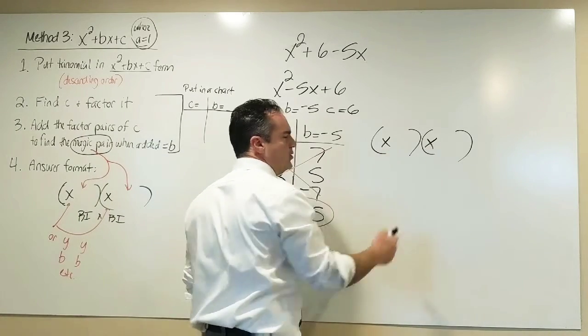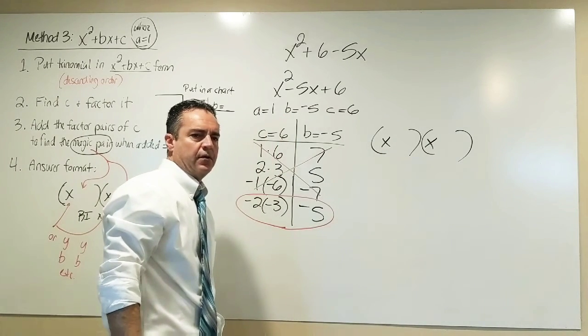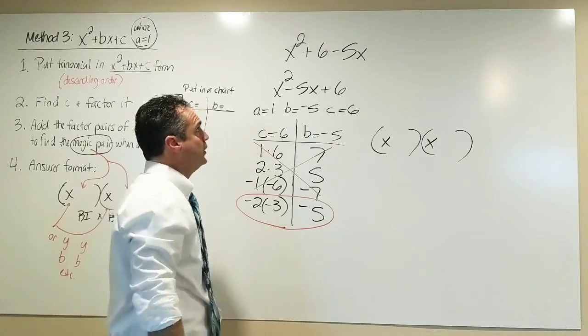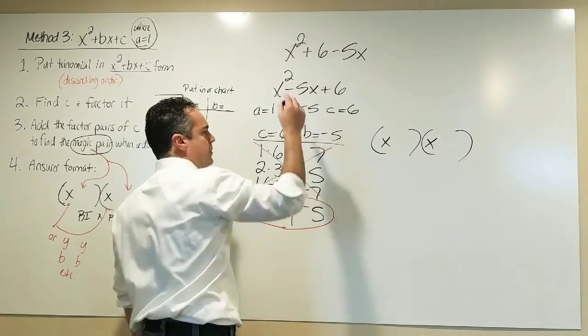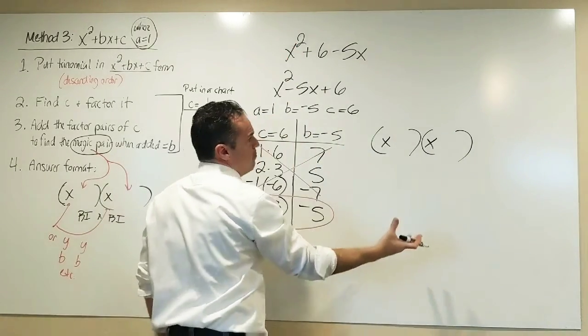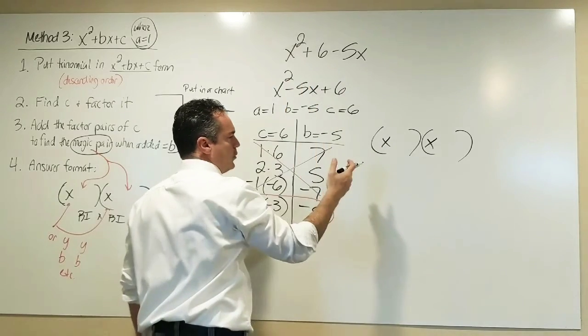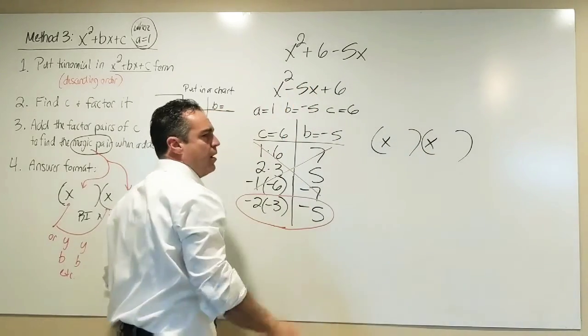X times X makes what, Nicole? X squared. Very good. And our first term in this, remember, if we're going to factor it out, if we multiply it back, it should equal the original problem. X times X makes X squared.